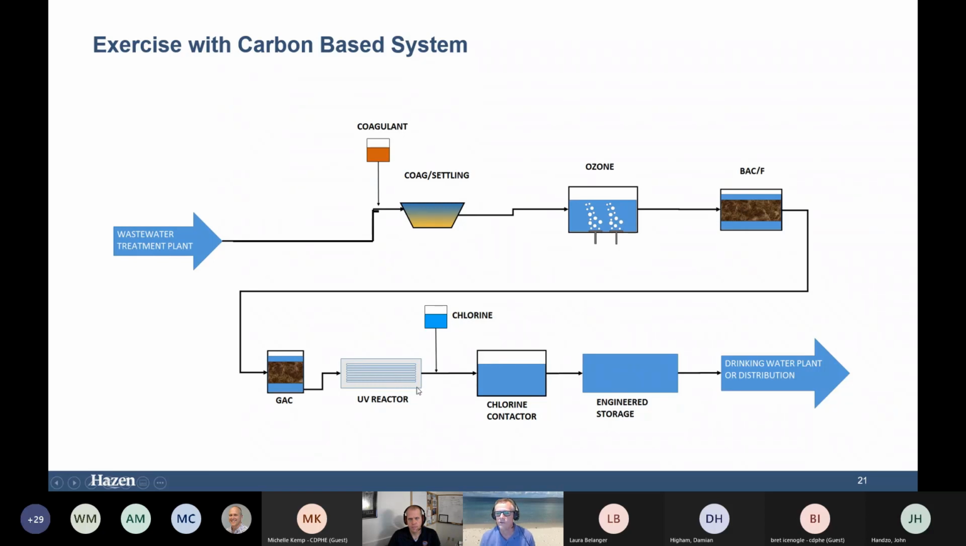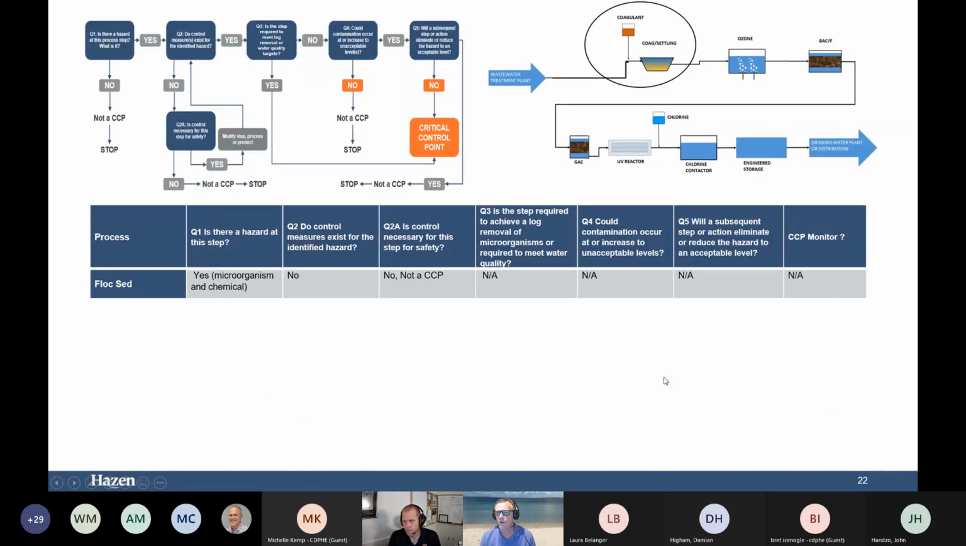And so walking through the exercise of determining what the critical control points might be for this facility. I'll work through it very quickly. What I've done here in the tables, and you'll get a copy of this at the end of the presentation, and you'll get the recording as well, is walk through and parse out these questions for each point in the process. So as we walk through, the first step in our process is coagulation settling. Well, is there a hazard at this step? Yes, there is. There are microorganisms and chemicals, obviously, at this point.